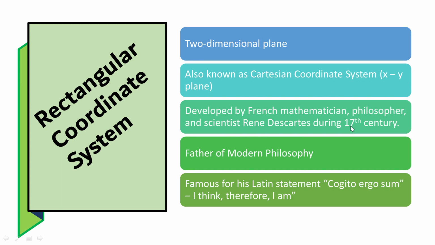It was developed by French mathematician, philosopher, and scientist René Descartes during the 17th century. He is also the father of modern philosophy and famous for his Latin statement, "Cogito ergo sum," which means I think, therefore I am.